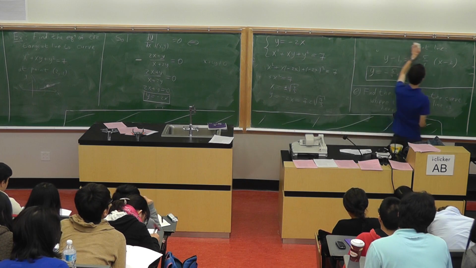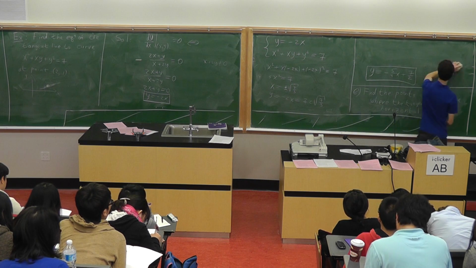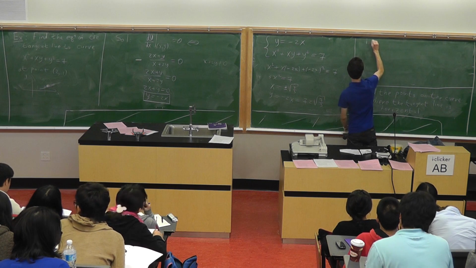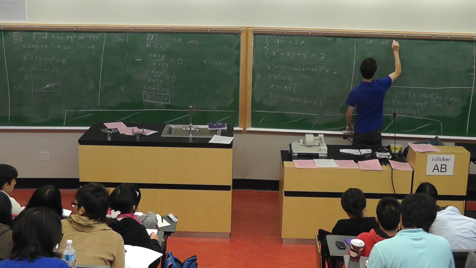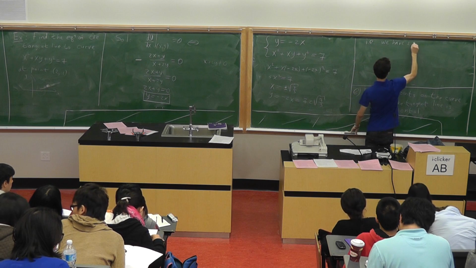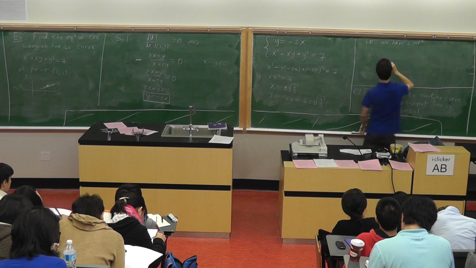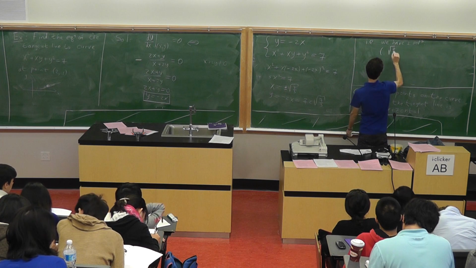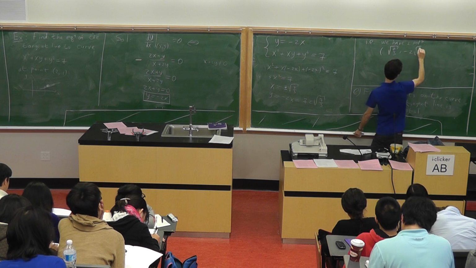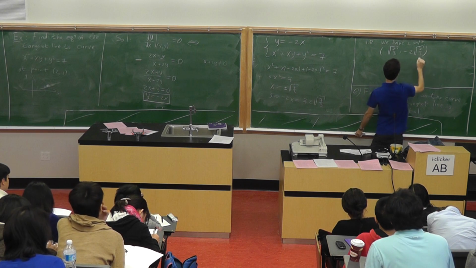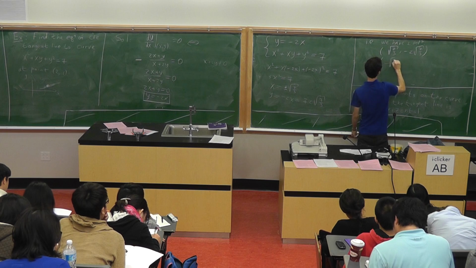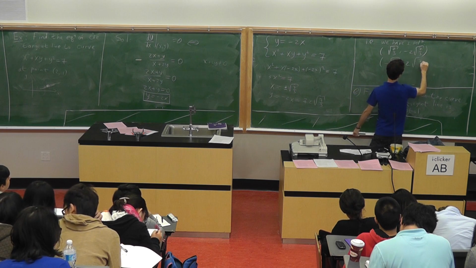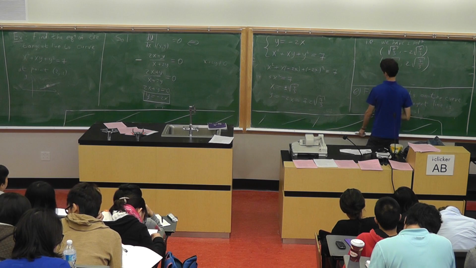Maybe let me rewrite it more explicitly so that there would be only one way to read it. I.e., we have two solutions. When x is square root of 7 over 3, y must be minus 2 square roots of 7 over 3. And when x is minus square root of 7 over 3, y must be plus 2 square roots of 7 over 3.